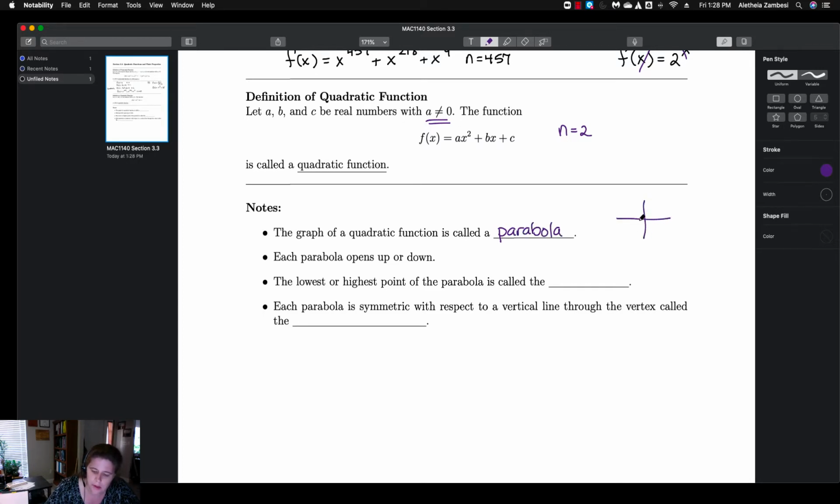It always looks something like this or something like this. Each parabola opens always up or down. Later on this semester, we will work with some that aren't functions, and they open left or right, but these were restricted to functions, so they'll open up or down. The highest or lowest point of the parabola is called the vertex. Each parabola is symmetric with respect to a line that goes through the vertex, and this is called the axis of symmetry.